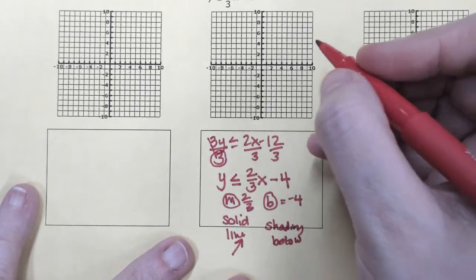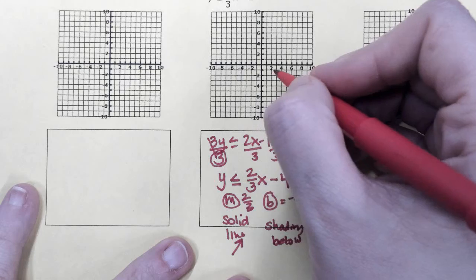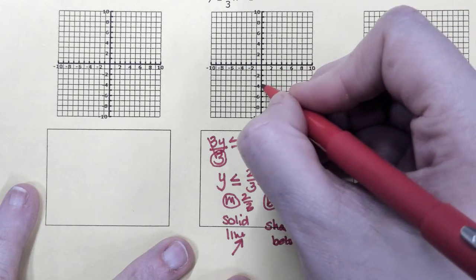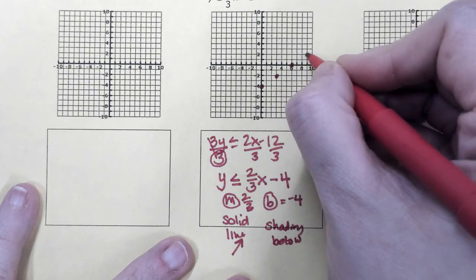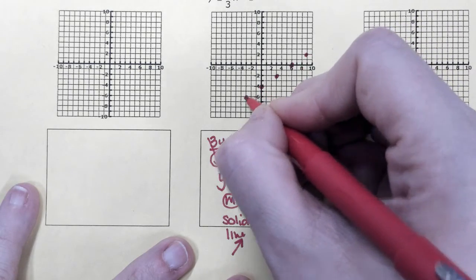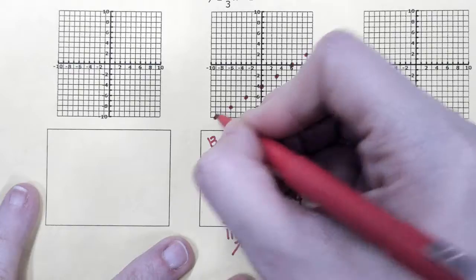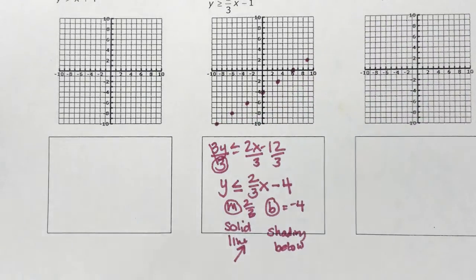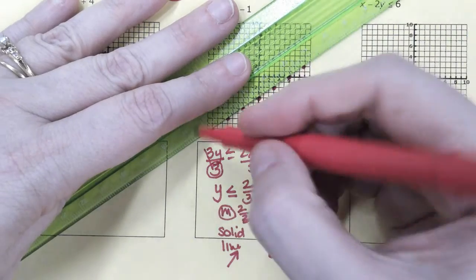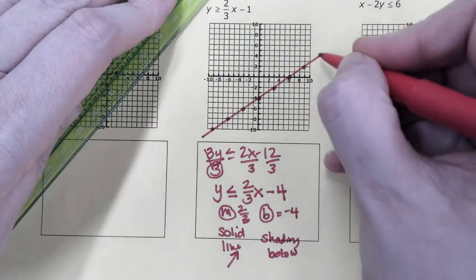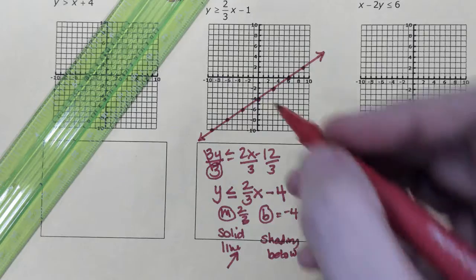Okay, so let's graph this. I have 2/3 x. Well, I start at -4. I rise 2, run 3, rise 2, run 3. I just keep on doing that. And like I keep saying, I don't have to do all the dots, but I like it. It makes me happy. Just let me have this. Okay. So I have a solid line, and I'm shading below.